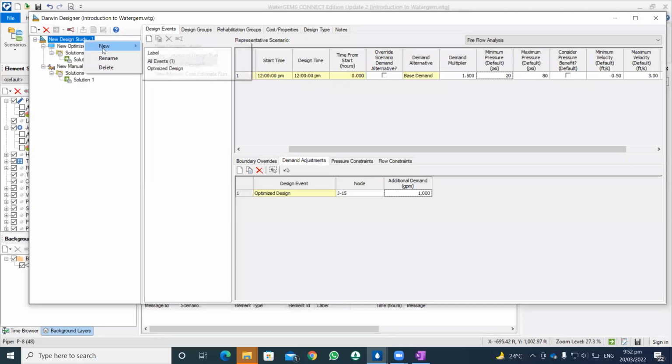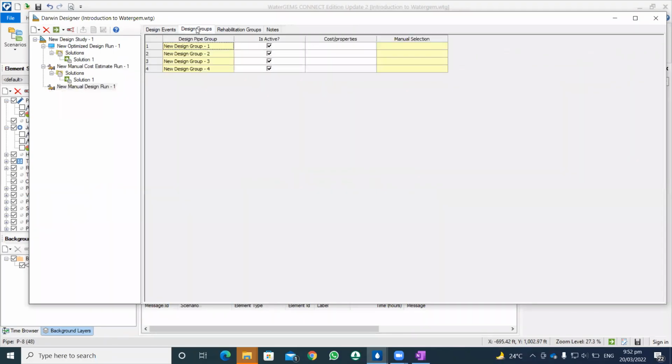Another run is basically for the manual design run. The manual design run is where you can design the pipes manually if you have high experience and know which pipe diameter will be suitable for that specific group. So you can design that specific group manually with that specific pipe diameter, and then you can run Darwin Designer. So that's it for Darwin Designer.